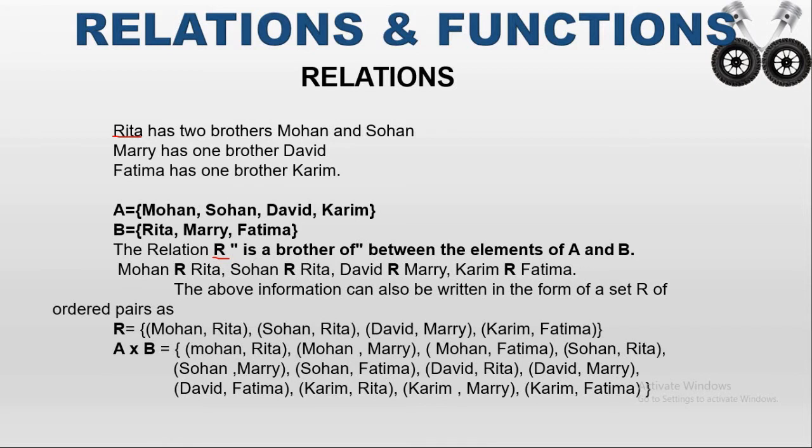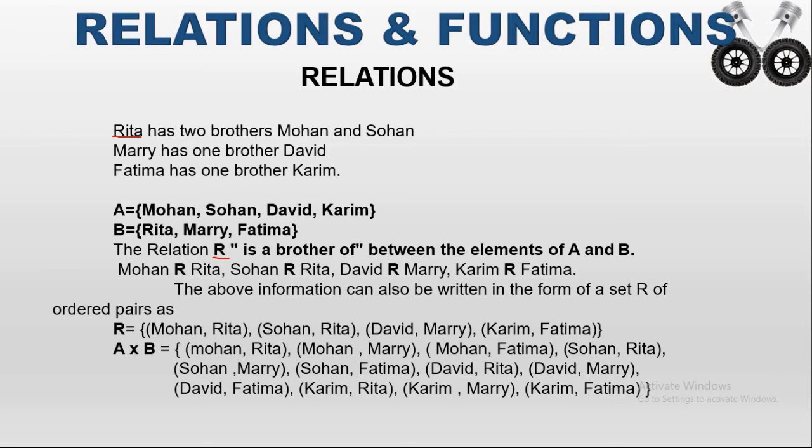So what is the relation? The relation is "brother of". So how can I write? I can write Mohan R Rita, that is, Mohan is a brother of Rita. Then Sohan R Rita, that is, Sohan is a brother of Rita. Then David R Mary, that is, David is a brother of Mary. Karim R Fatima, that is, Karim is a brother of Fatima.